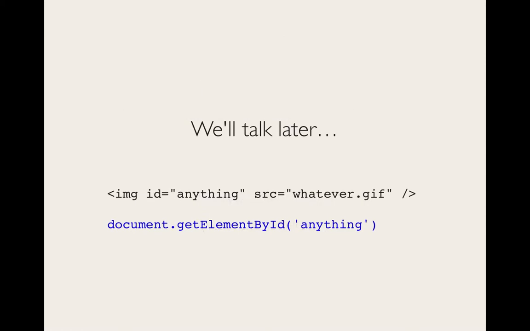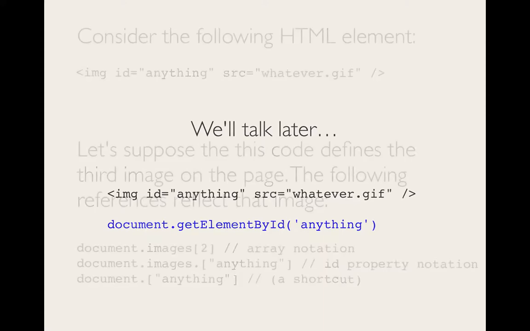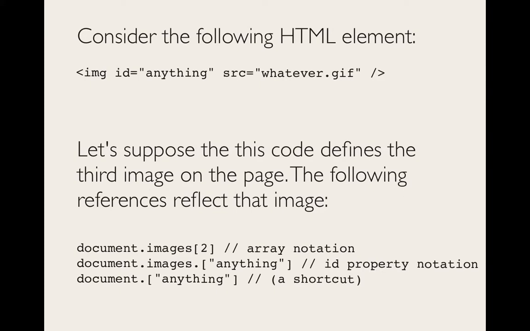We'll talk later about the DOM, or the document object model, way of getting at an image object with an ID of anything. Just be aware the book mentions it a couple times. They don't explain it really well yet, but we're going to get there next week. Now, if you look at an HTML element, img id equals anything, src equals whatever.gif. Let's suppose this code defines the third image on a page, and the following points to or references that image.